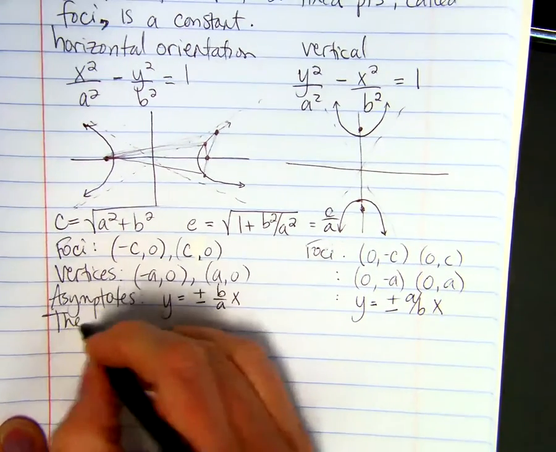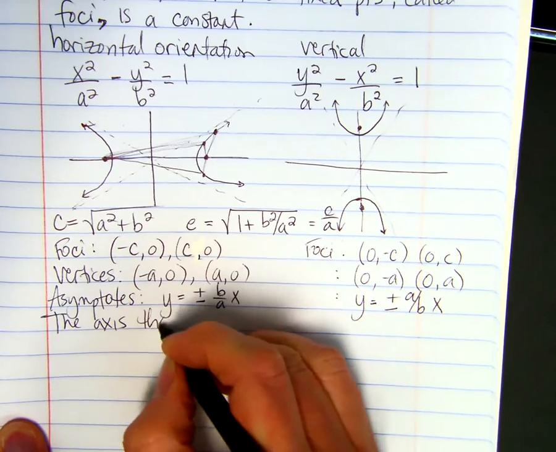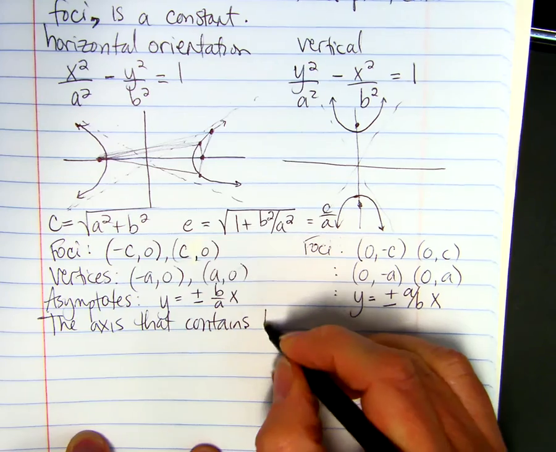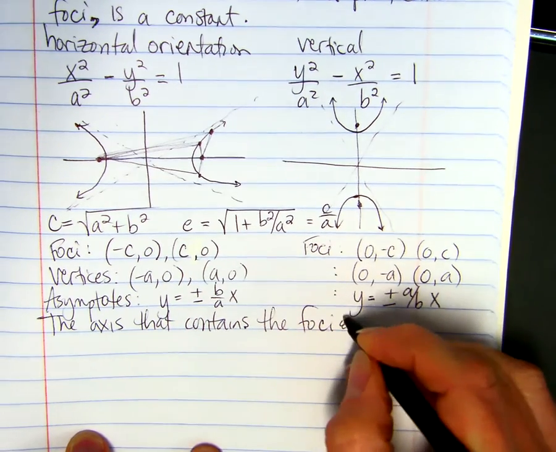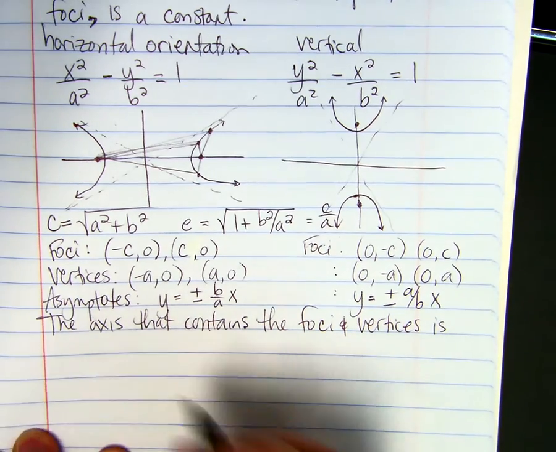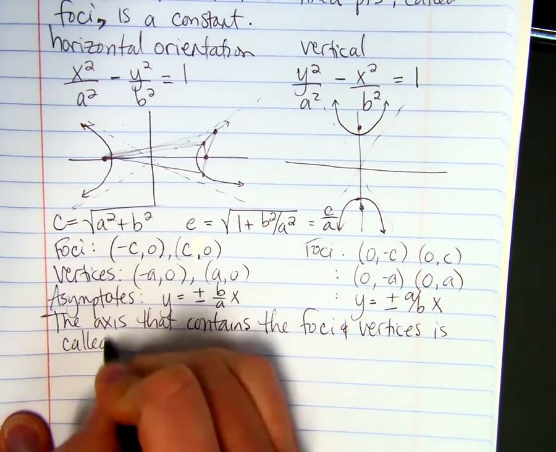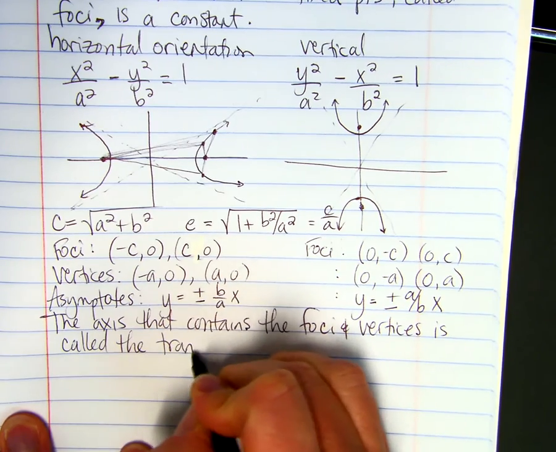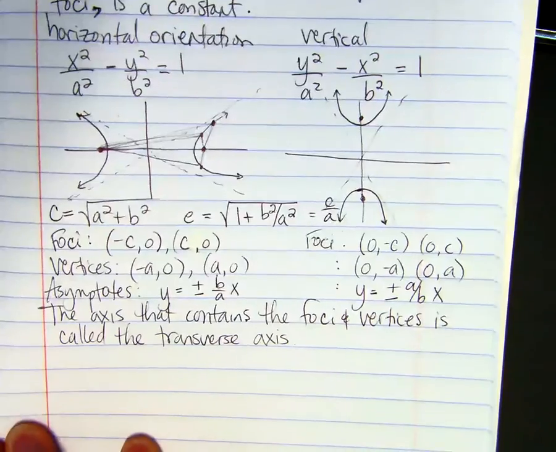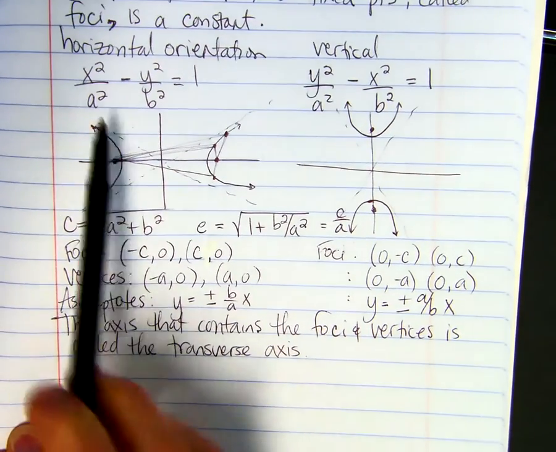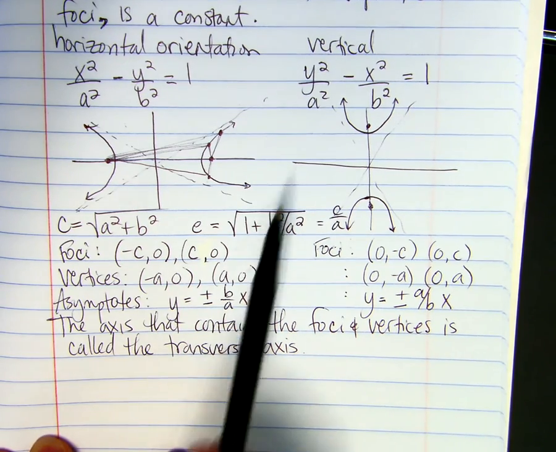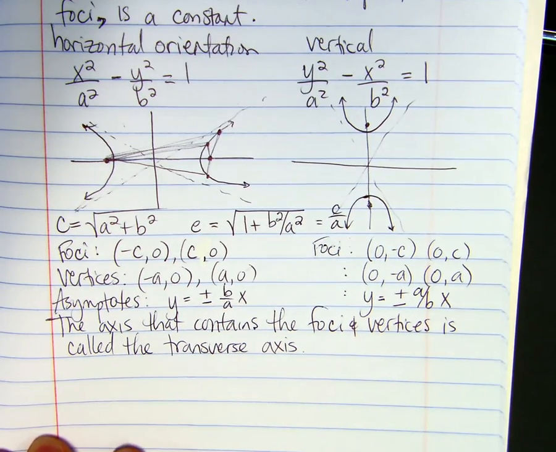Okay, so the axis that contains the foci and vertices is called the transverse axis. So if it's a horizontal orientation, then the transverse axis is the x-axis. If it's a vertical orientation, then it would be the y-axis.